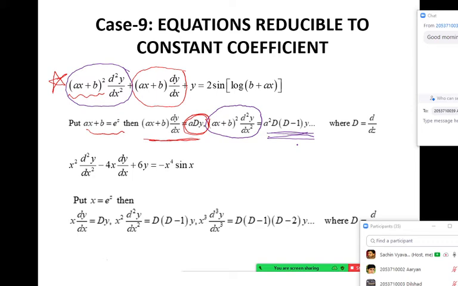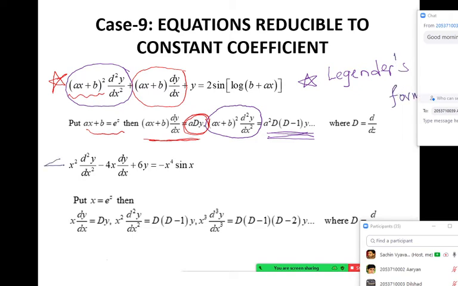So which are the important formulas you should remember? ax plus b into dy by dx is a Dy. ax plus b bracket square into d2y by dx square is a square into D into D minus 1 y. So these are the formulas that you have to remember. Whatever the first differential equation you have, this form is known as Legendre's form.